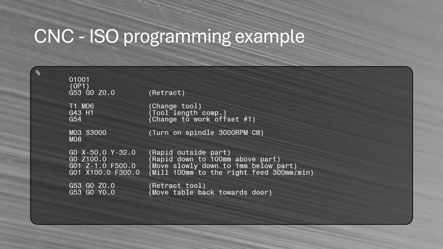We know that's safe, so that we can do that quickly. Then we move the table back towards the door. Y0 is all the way to the front. And then M30, stop and return. Always ending with process time.